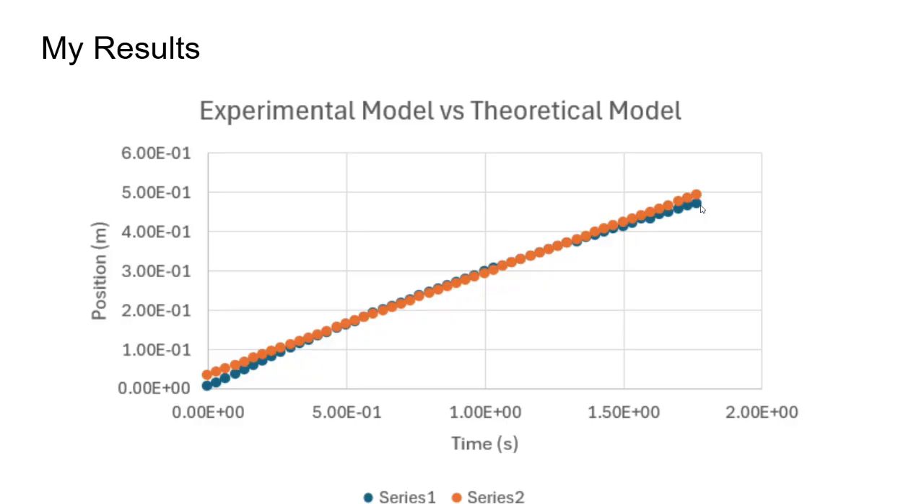So here are the main results. We have both our computation model and our experimental data. And as you can see, both lines are basically straight, which tells me that the velocity stayed constant. And since the model lines up really closely with the experimental data, that supports the idea that assuming zero net force was a good approximation for this motion, and that there's no acceleration.